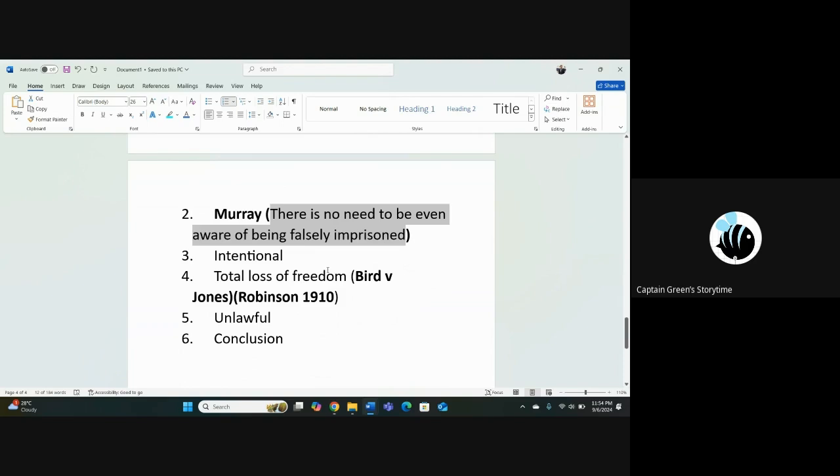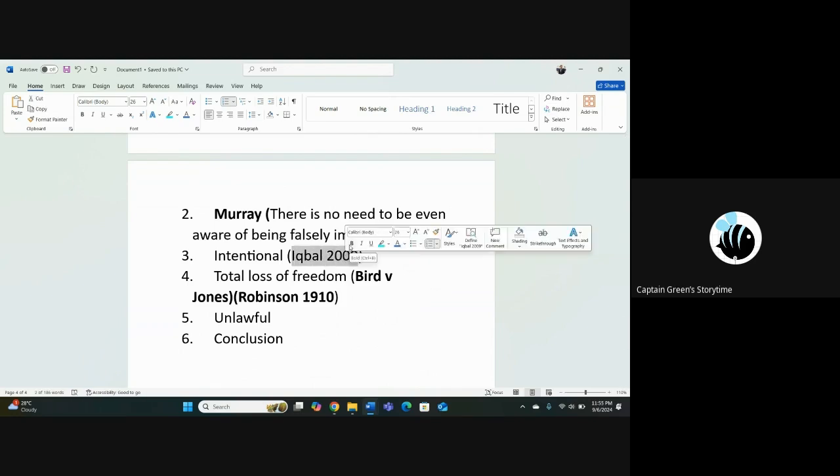Then go towards the element of intention and prove that the person had an intention and it was done due to intention. State the case of Iqbal, the Iqbal case 2009, and state that false imprisonment will only apply where the imprisonment was caused by the acts of the defendant and not by omission. You should look at the facts, whether the actions of the defendant were due to omission or whether it was done due to the defendant's acts. If it is done by omission, then there is no intention and there is no false imprisonment offense.